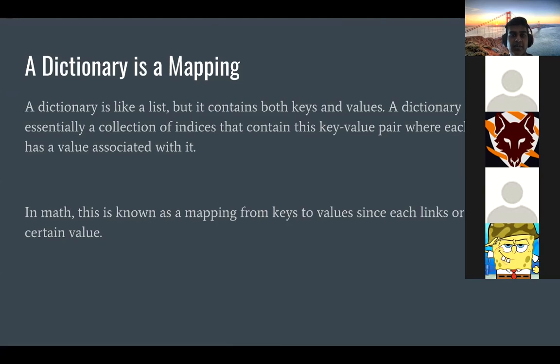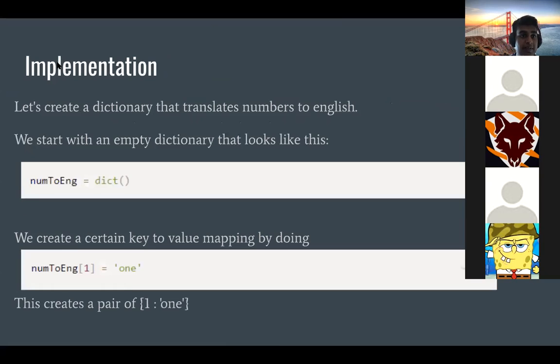It's kind of like variables, but like if you could have a list of variables. I'll show you. So, implementation. Let's create a dictionary that translates numbers to English. So we start with an empty dictionary that looks like this, num_to_eng. By using the dict keyword with parentheses, we create an empty dictionary. You could also create an empty dictionary by using two curly braces, which we'll go over later.